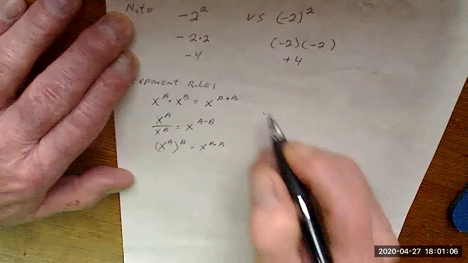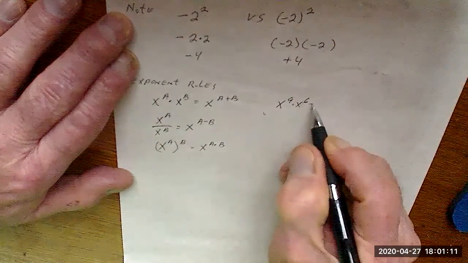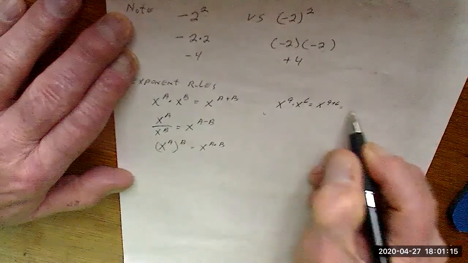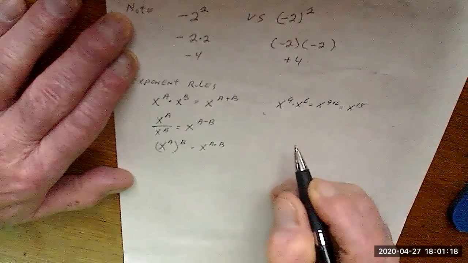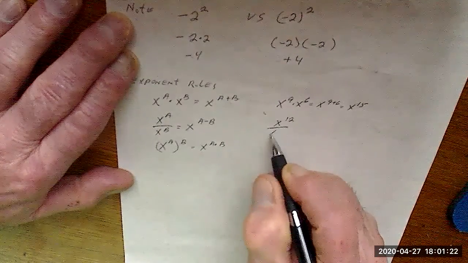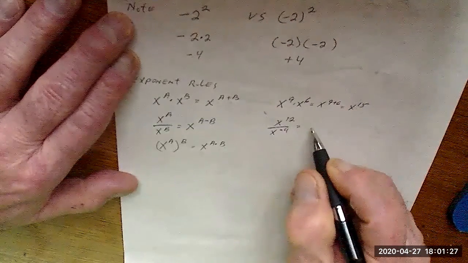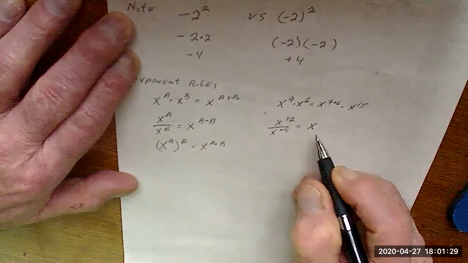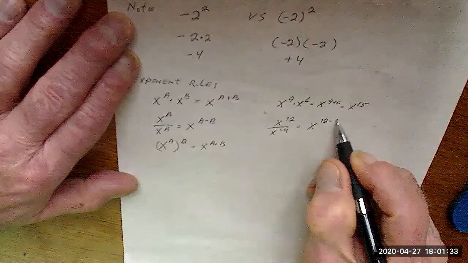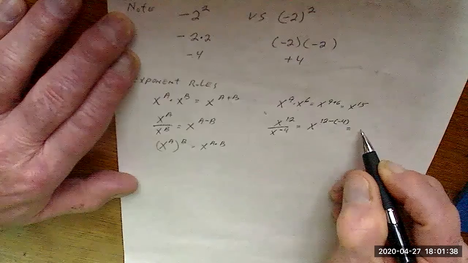Okay, for example, if we have x to the 9th times x to the 6th, we add the powers, and we're going to get x to the 15th. What if we had x to the 12th divided by x to the -4? Careful on the subtraction. It's the base x, the numerator power minus whatever the denominator power is, which happens to be a -4. So that's equivalent to x to the 16th.